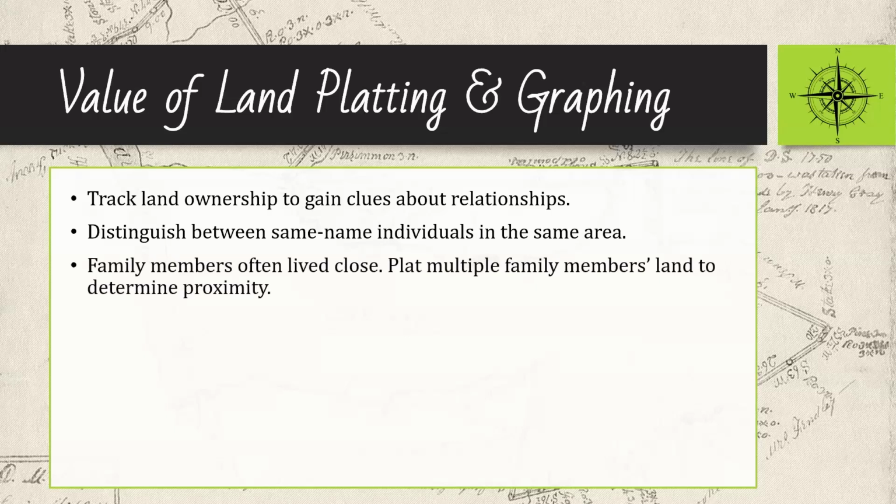Family members often live close by, so if you're platting multiple people's land, it can help you determine, oh, they both shared a neighbor in these land deeds, but on opposite sides of each other. So they're living close together. Maybe they have one guy's land plat in between theirs, and that can give you a clue of how closely they're interacting and the likelihood of them being family.